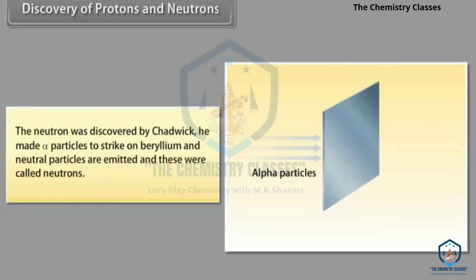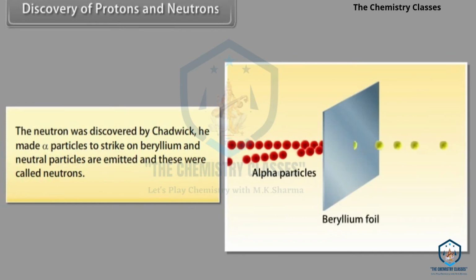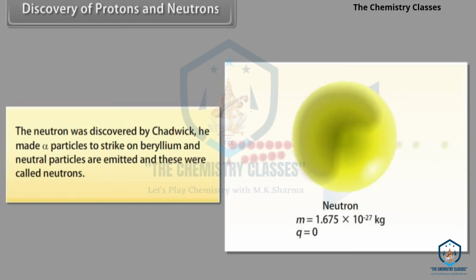The neutron was discovered by Chadwick. He made alpha particles strike on beryllium, and neutral particles were emitted, and these were called neutrons.